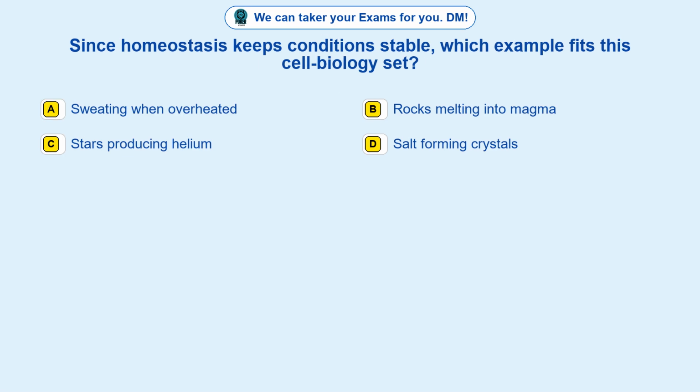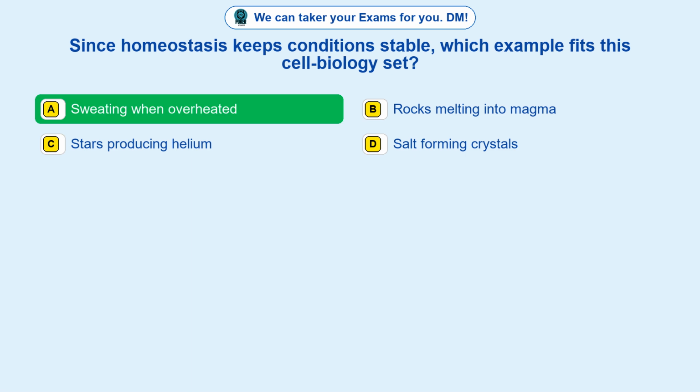Question 20. Since homeostasis keeps conditions stable, which example fits this cell biology set? Option A. Sweating when overheated. Option B. Rocks melting into magma. Option C. Stars producing helium. Option D. Salt forming crystals. The correct answer is option A.